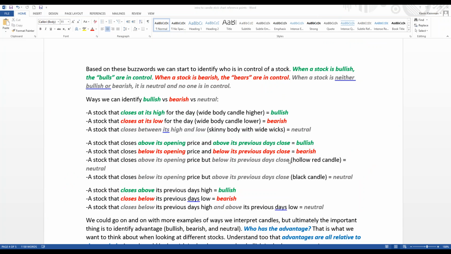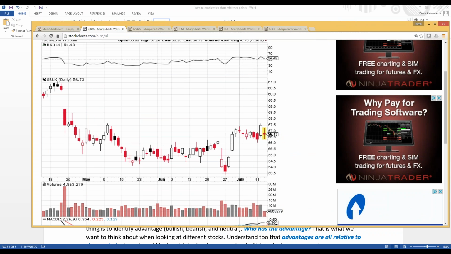So that would help to identify a bearish advantage when you get one of those wide body negative closes. Now, a stock that closes between its high and low, with a skinny body and wide wicks per se, looks like a neutral candle. And we're getting one of those candles today on Starbucks, where you've got a decent range, but it looks like it's going to close kind of right in between. So this looks like neutral price action to me on Starbucks based on that candle.